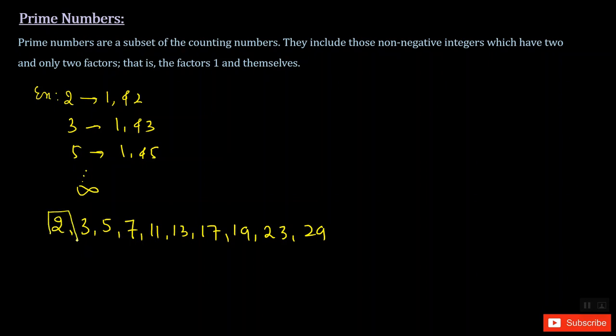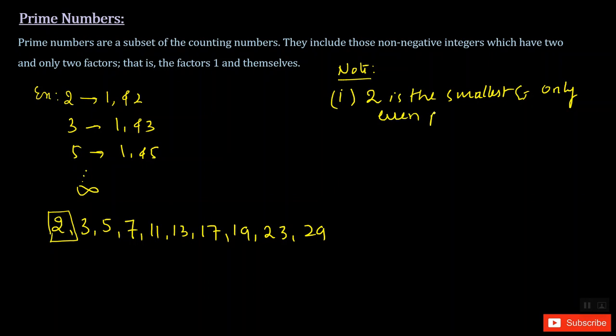2 is the smallest and only even prime number. So make a note here: 2 is the smallest and only even prime. So all the numbers greater than 2 are odd numbers.